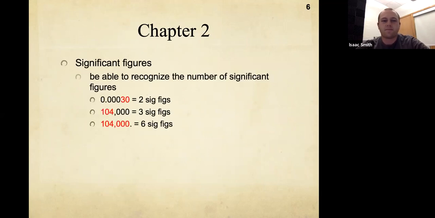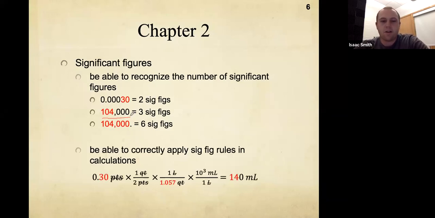Significant figures. So be able to recognize the number of significant figures. I could give you a number like this and the question could ask how many sig figs or how many significant figures are in this number. Or you might be doing a calculation and you need to know how to correctly apply those sig figs in calculations. So in this calculation, you have 2 sig figs here.